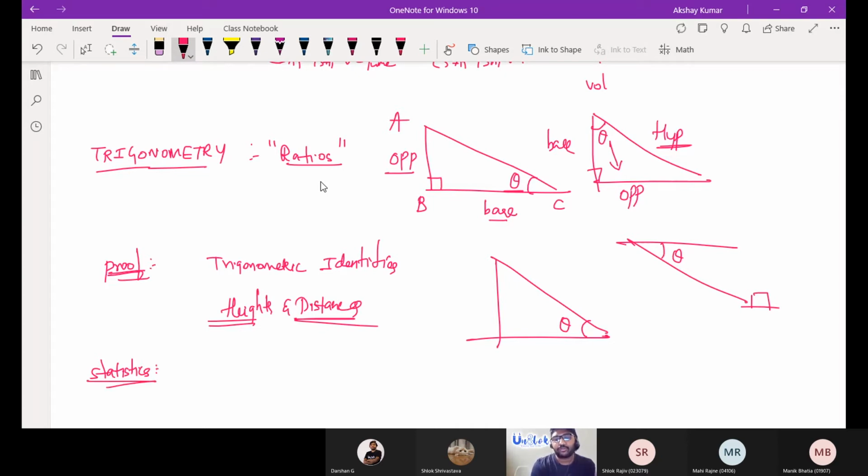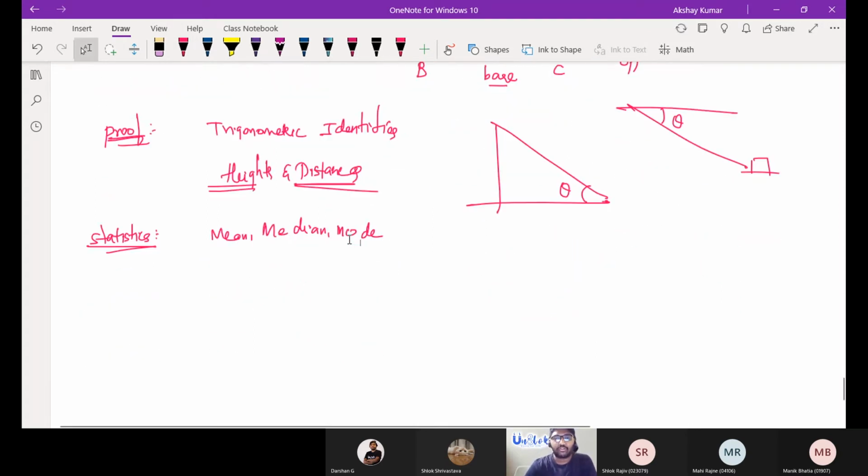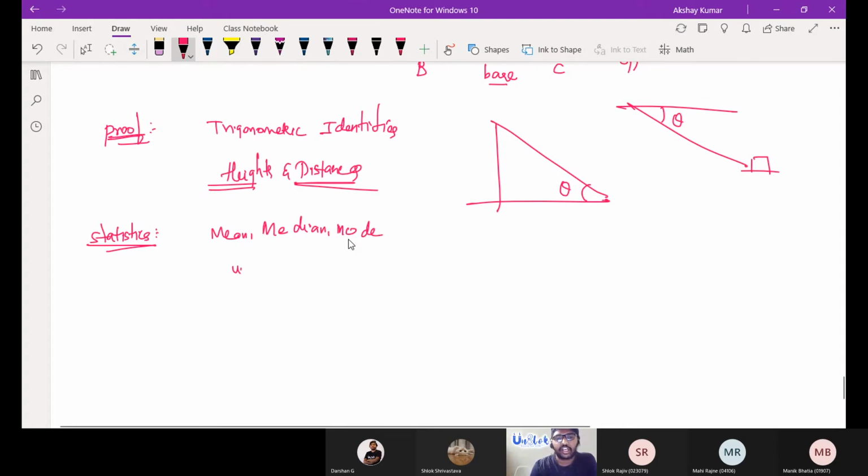In statistics, in ninth standard, you were worried about finding mean, median, and mode, mostly for ungrouped data. So you have learned how to find mean, median, and mode for ungrouped data. Here in 10th standard, we'll go one step further. When the data are grouped, how do you find mean, median, and mode? That is what we will be learning in 10th standard.